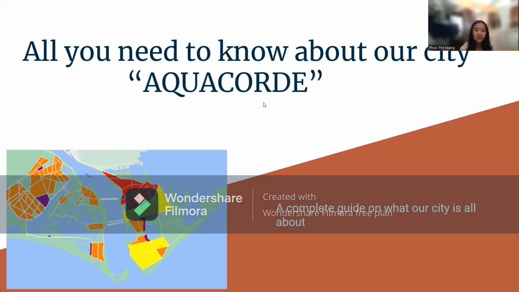So hello everyone. This is a grade class, and we'll be presenting a class project, which is a Total Guide to Our City, named Aquacourt. It's a whole class representative presentation, which means all of us worked together to make this all happen. So let's get started.